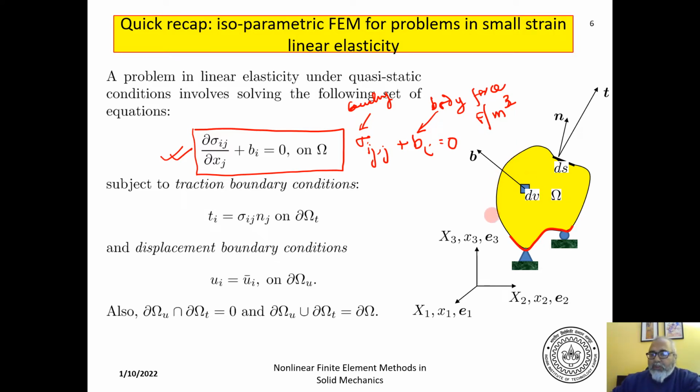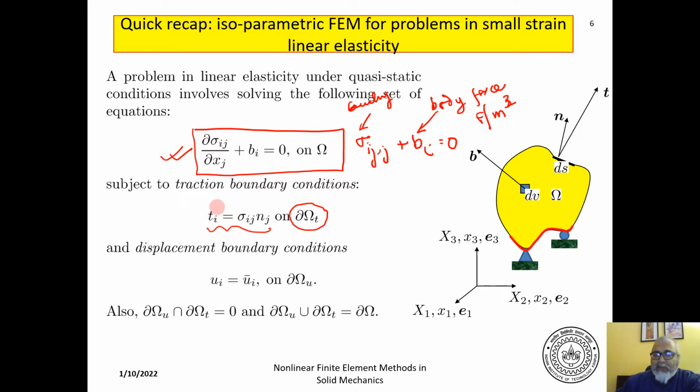And on the boundary of the body, we have two kinds of boundary conditions specified. There's a part of the boundary which we will call delta omega t, on which tractions are specified. These tractions that are specified are given by the Cauchy relation Ti equal to sigma ij nj. Again, if you change the kind of stress that you are dealing with from Cauchy stress to some other kind of stress, this will also change, but we will come to that later. This is what we have learned so far.